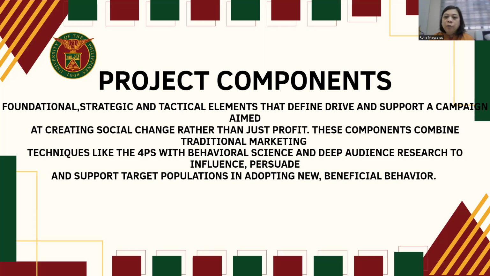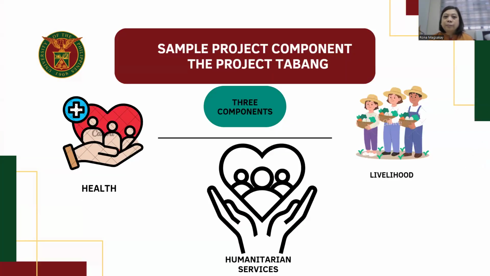To make it simple and for you to understand it, I will prepare an example of the project components. This project is about Tabang. This is a government project, and it is composed of three components: health, livelihood, and humanitarian services. Each component shall deal with the needs of the beneficiaries according to its specific nature, like health. The health component shall deal with the delivery of immediate medical and dental services, food and nutrition services, and other integrated health programs and projects.